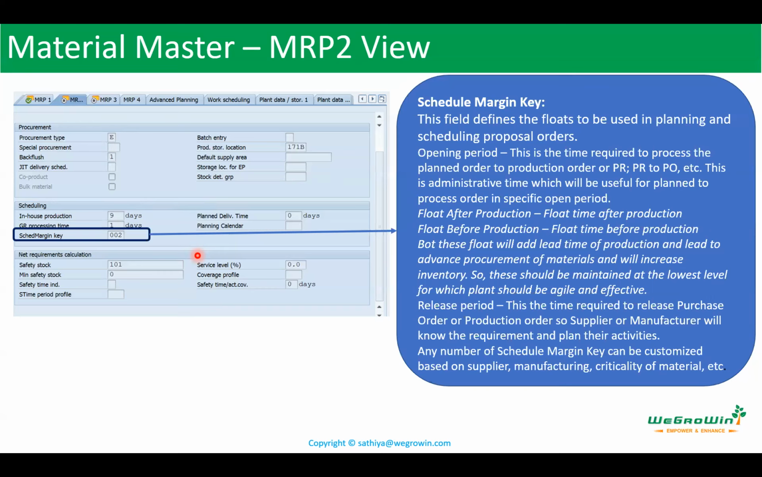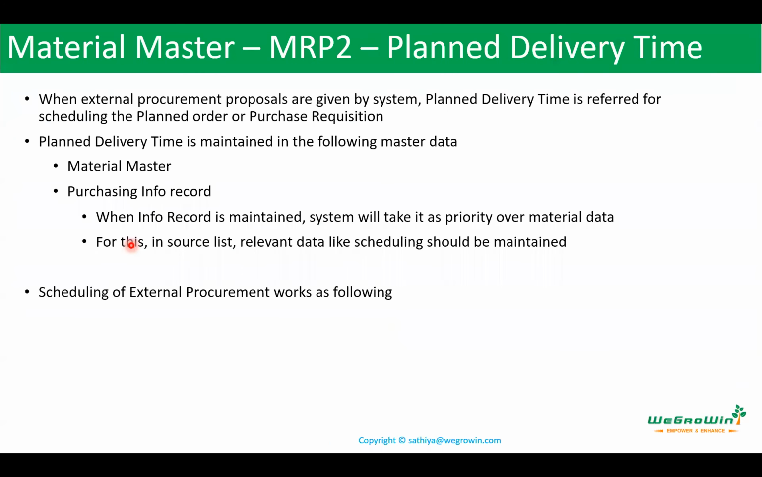And then float after production and float before production. Before production, I want 1 or 2 days for preparation. After production, I want to do some cleaning and other things for 1 or 2 days. I can incorporate those things. So when you define these schedule margin keys, the system will consider these floats and plan the materials accordingly. With 1 day before production, 1 day after production, and 1 day opening period, it will consider all these in addition to the in-house production time and GR processing time, and give the requirement. Okay, we'll see these things one by one.